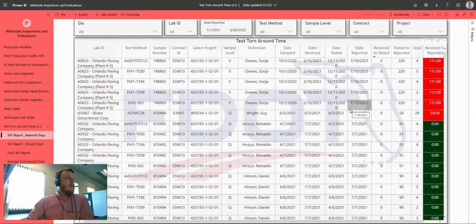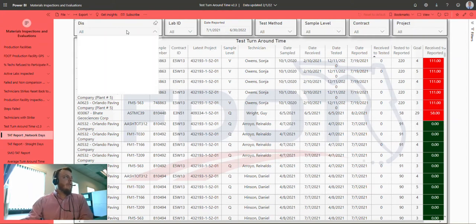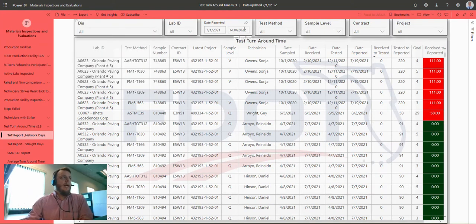This is a report that's based on when the goals and the evaluation number here is based on from the time the sample was received until the date that it was reported back into MAC is what we're looking at here. So this can be filtered again by district, by specific labs, over date range, by test method, by sample level, QC, VT, by a specific contract, and then by a specific project.